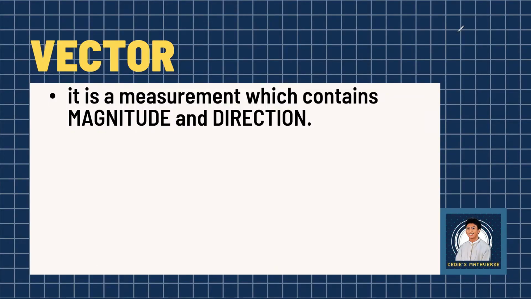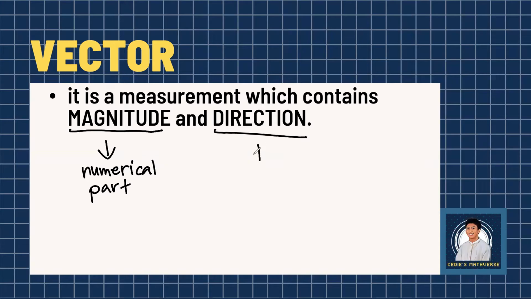So first, let us give the definition of a vector. A vector is simply a measurement which contains two quantities, the magnitude and direction. Magnitude refers to the numerical part, and direction is the path of the vector, or the path taken by the numerical part.